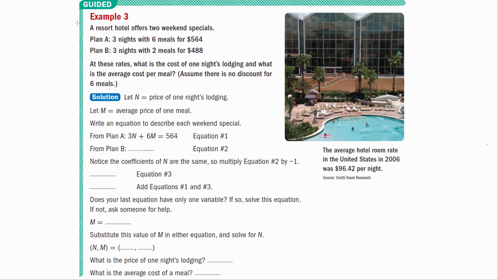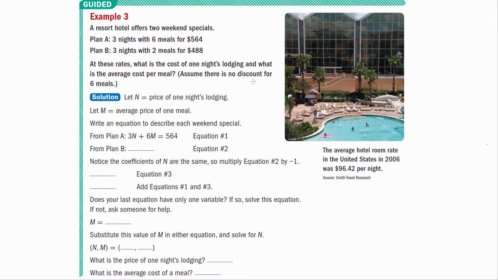Okay, let's take a look at the guided example. This is on page 604. Same idea here. We're going to be looking for a way to substitute, but first things first, we need to set up the equation. We have a hotel offering weekend specials, 3 nights, 6 meals, 3 nights, 2 meals, and it's for a certain amount. At these rates, what is the cost of one night's lodging? What is the average cost per meal?